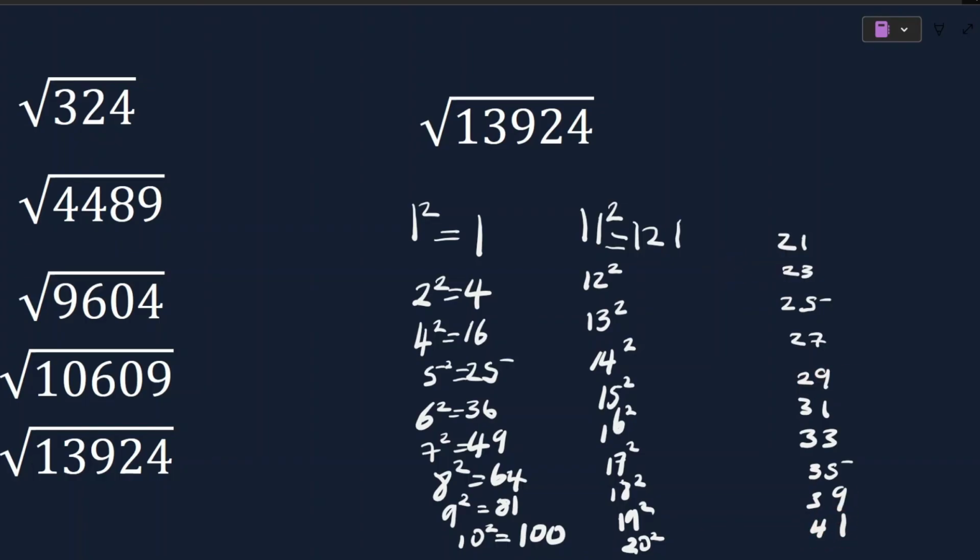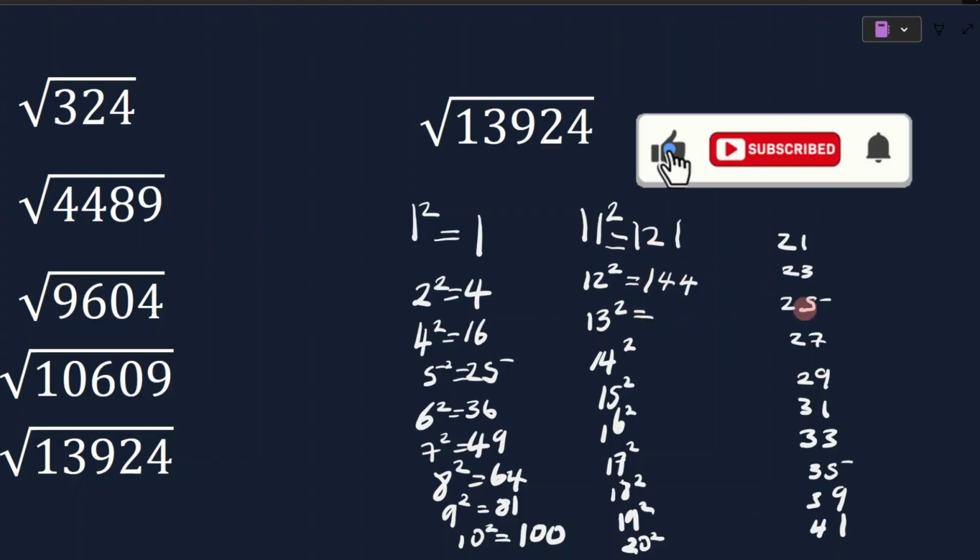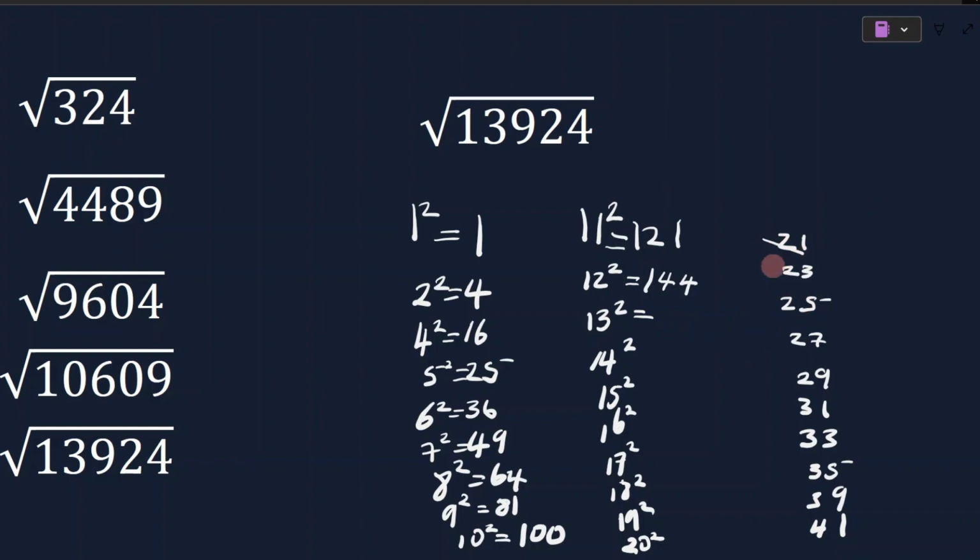Add this 21 because we added 21 to get 121 for 11 squared. The next thing to do is to add this 23 to 121. When 3 adds to 1, we have 4. When 2 adds to 2, we have 4. So 12 squared is 144. 13 squared will give us, let's cancel this so that we know the one we've done, 25 added to 144. When 5 adds to 4, we have 9. When 2 adds to 4, we have 6. And then 169. We've gotten this.